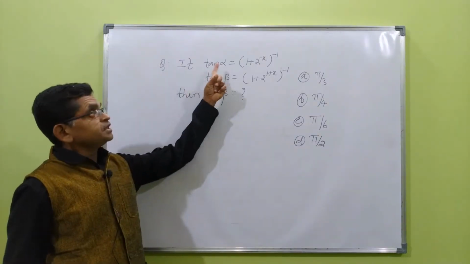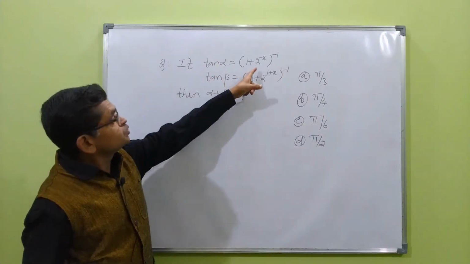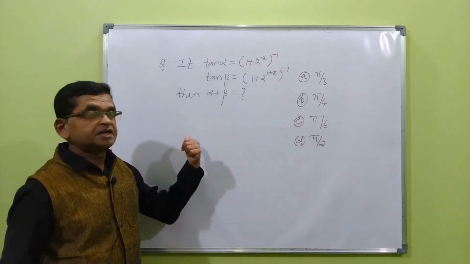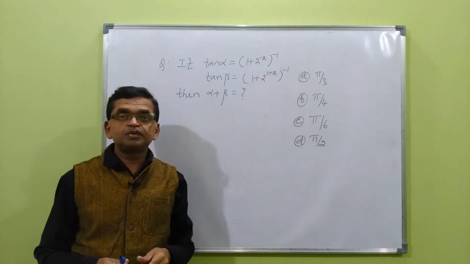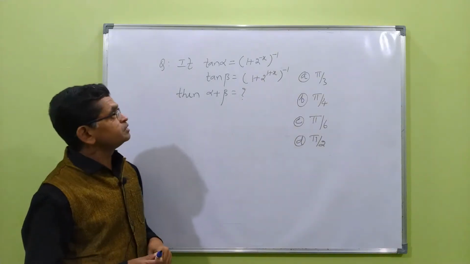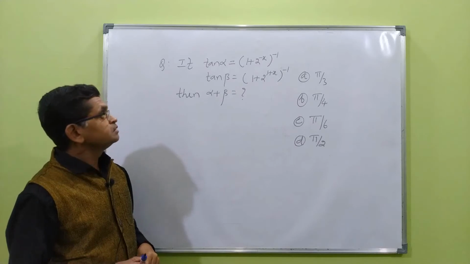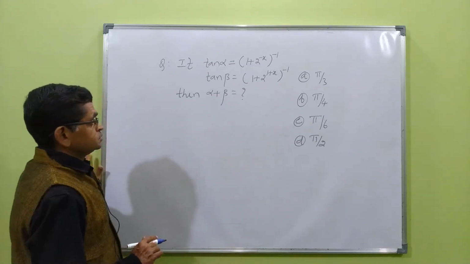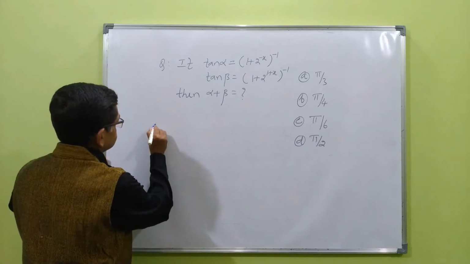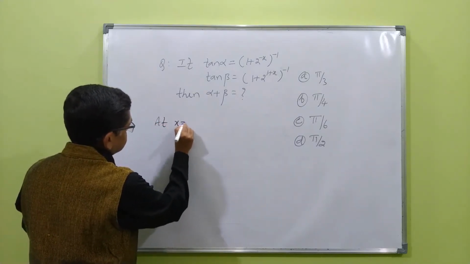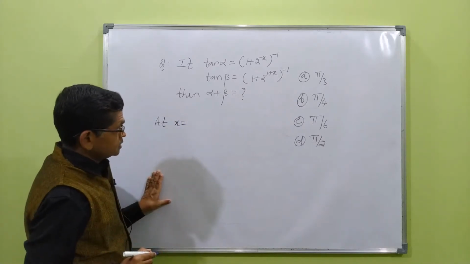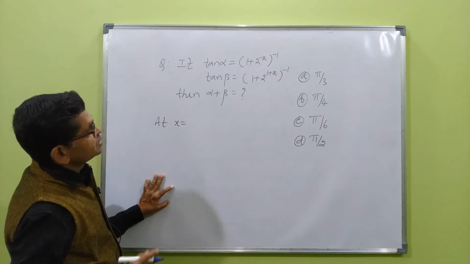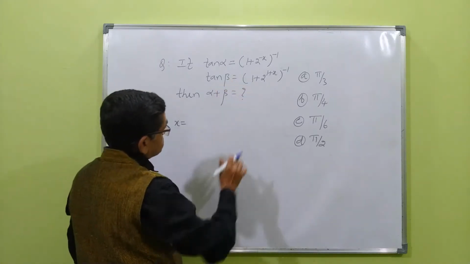If tan α is equal to (1 plus 2 to the power minus x) whole to the power minus 1 and tan β is equal to (1 plus 2 to the power 1 plus x) whole to the power minus 1, then you have to find α plus β. So here also you have to substitute. Directly it is very difficult to calculate the complicated structure.